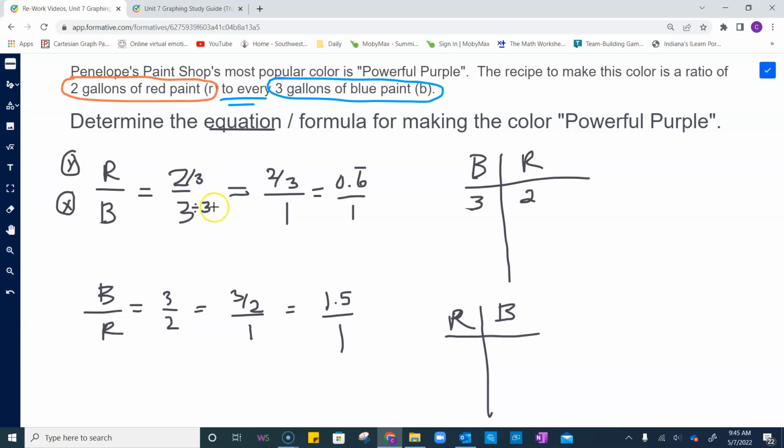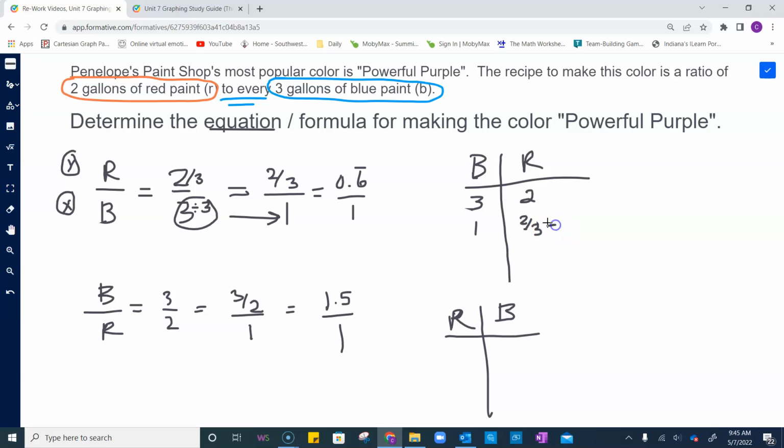And the K value, the unit rate for it if we find it, is 2/3. We're going to divide this by 3 to get the 1 in the bottom for the unit. And then 2/3, we're going to divide 2 by 3 in the top. So what we find is that if we have 1 gallon of blue paint, we only need 2/3 of a gallon of the red. We need less red than blue.